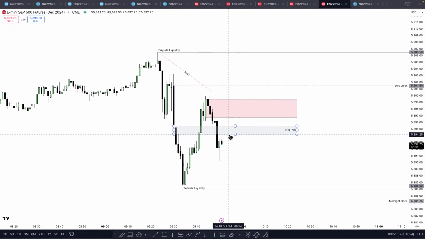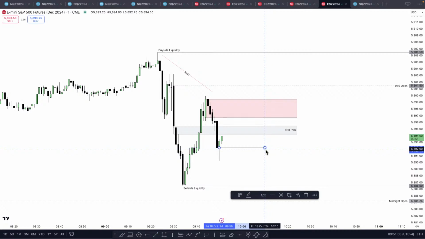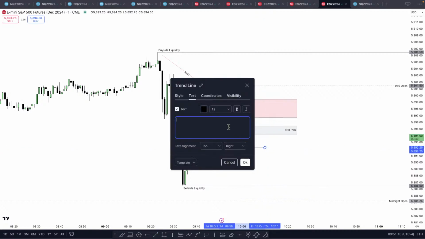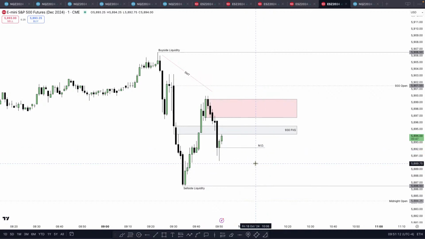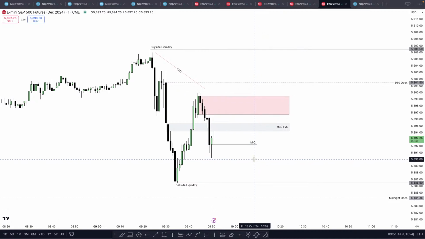Okay, if we come back up into this 9:30 fair value gap, and let's get our 9:50 macro opening price on here, as we test this, I'm curious to see how we act here. This SIBI is overlapping with the 9:30 fair value gap's significance. This should be a high probability SIBI because you have this 9:30 fair value gap here.